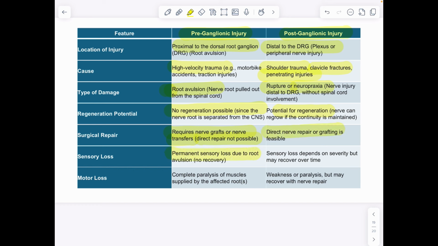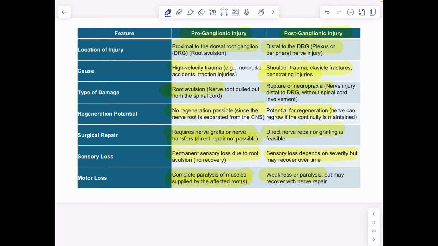Sensory loss is permanent in preganglionic injury, except for the heat withdrawal response, because that circuit is getting completed peripherally. So the withdrawal reflex is present. While sensory loss in postganglionic injury depends upon the severity and it may recover over a period of time. As far as motor loss is concerned, in preganglionic there will be complete paralysis of the muscles supplied by the affected root, while there will be weakness or paralysis depending upon the severity in postganglionic injury.